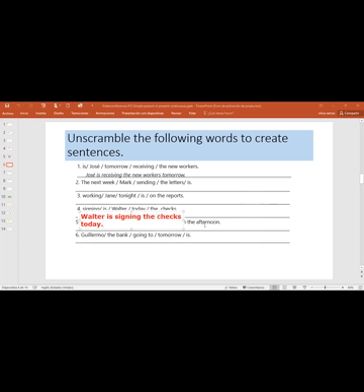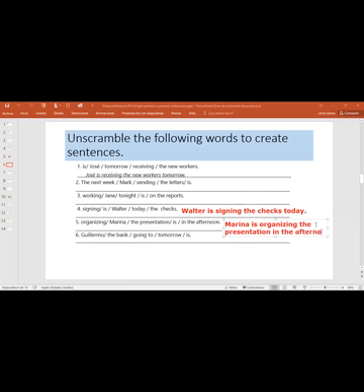Change the position of the verbs. Walter is signing the checks today. Who has number five? Okay, Carmen. Marina is organizing the presentation in the afternoon. Marina is organizing the presentation in the afternoon. Very good. In the afternoon. Excellent job. Number six, who has number six?